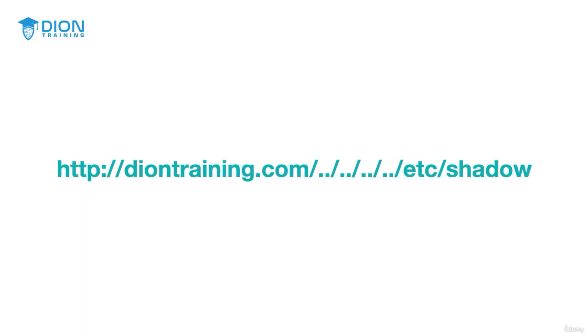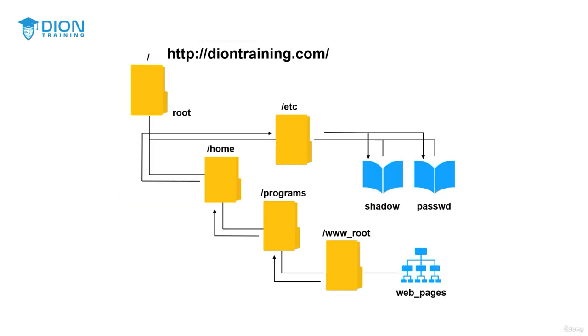And so if I went to something like diontraining.com, followed by a string of ../ sequences and then etc/shadow, that would try to go and find that shadow file. Now, that shadow file isn't inside the web root though. Instead, it's located somewhere else off of the directory. And so what we're doing here with those ../ sequences is doing a directory traversal.